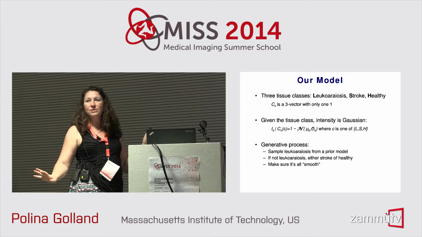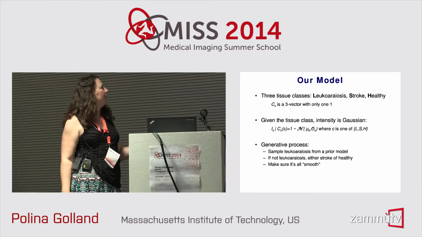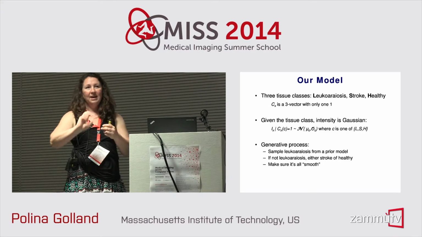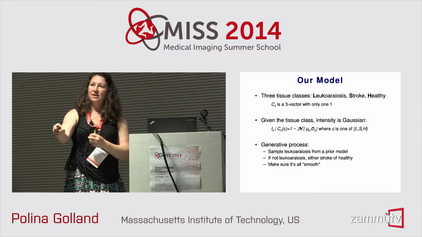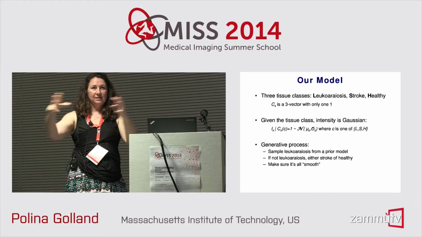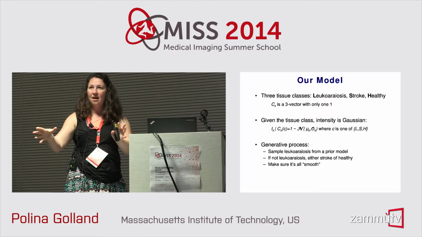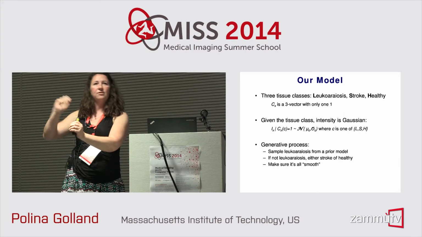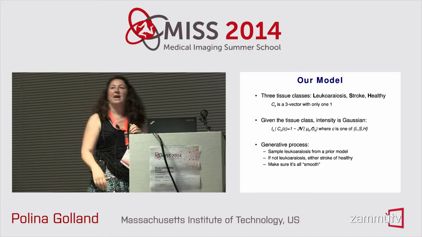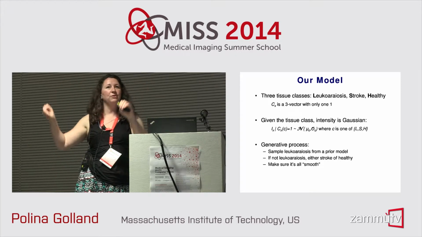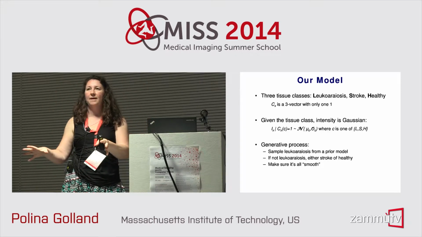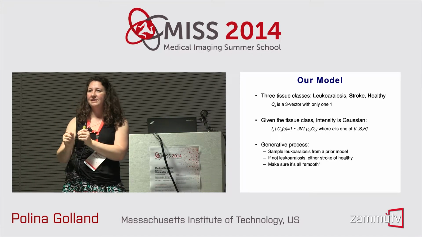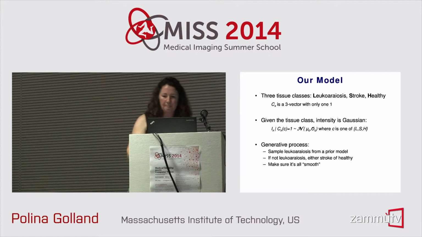Most of the interesting stuff will happen in the spatial domain. So here's the generative process. As I already said, we're going to generate whether it's leukoaraiosis or not based on the PCA model. I'll tell you in a second how we do it. And then if it's not leukoaraiosis, then it's either stroke or healthy tissue. Of course, we'll want everything to be smooth, meaning we'll put a Markov random field prior on everything, saying that neighboring voxels like having the same label.